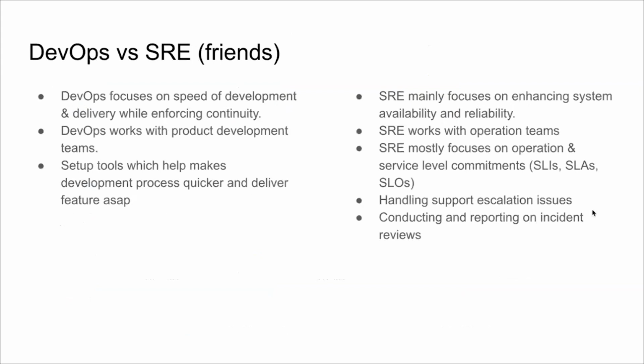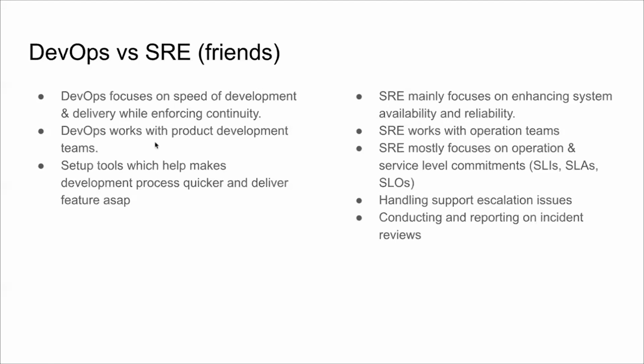SRE focuses more on system availability, reliability, and everything, while DevOps focuses more on speeding up the development part, creating the automation, and whatever demo we saw. Once we update our code, it should get deployed to the server. So that is what DevOps mostly focuses on: the necessary operations, the tools and everything that developers need your help with. SRE mostly works with the operations team. DevOps mostly works with the product development team.